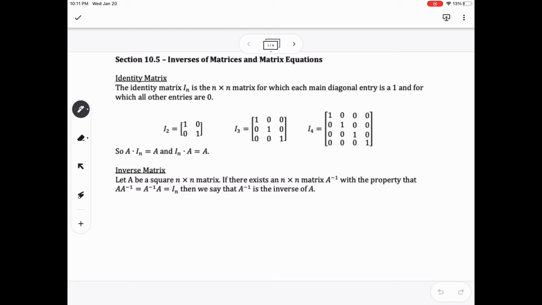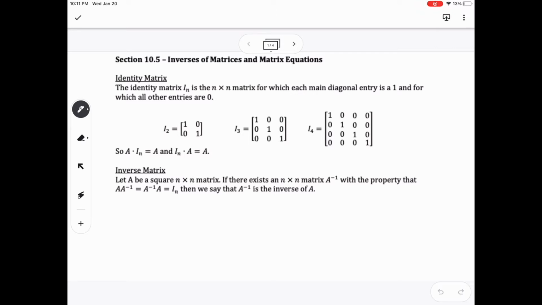In today's lesson, we'll talk about inverses and matrix equations. Before that, we need to discuss an identity matrix. An identity matrix is an n by n matrix for which each main diagonal entry is 1 and for which all other entries are 0.